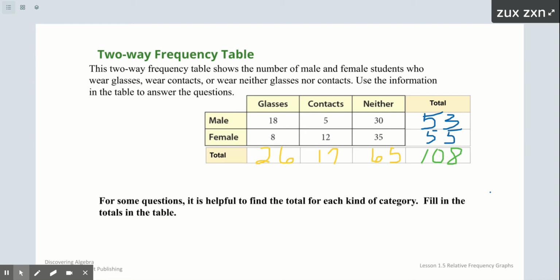And then that 108 should be the total of the vertical column here, right? So 53 plus 55 is 108. And it also works this way: 26 plus 17 plus 65 gives me 108. That's a great place to check to make sure you didn't make an error, because both ways should add up to that same number.